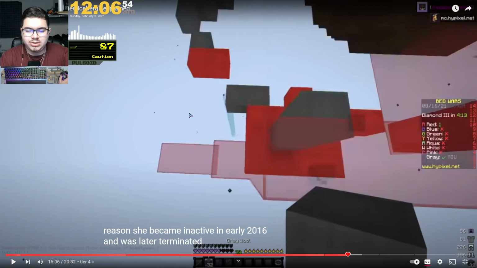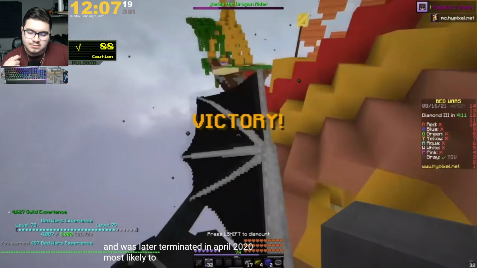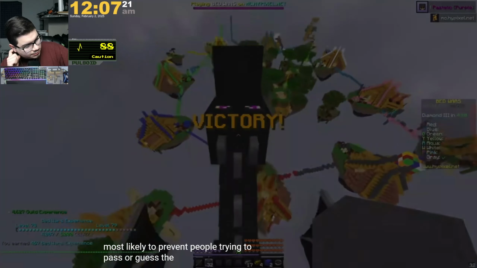It's honestly the weirdest thing, and no matter what you do, you can't do anything about it unless you live somewhere close to the Hypixel servers to get the lowest ping. Like this guy has 21 ms, so it sucks that I don't even have that type of low ping. So terrible, honestly. In April 2020, most likely to prevent people trying to password guess the account.